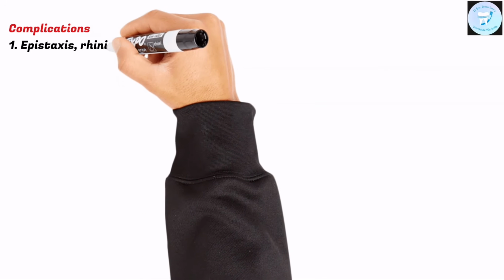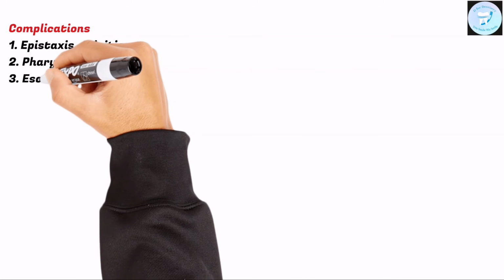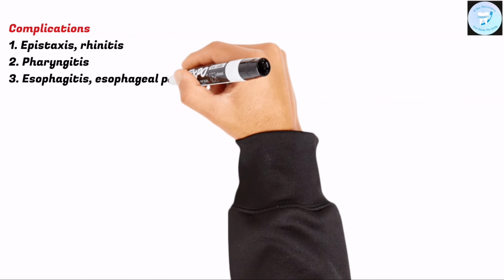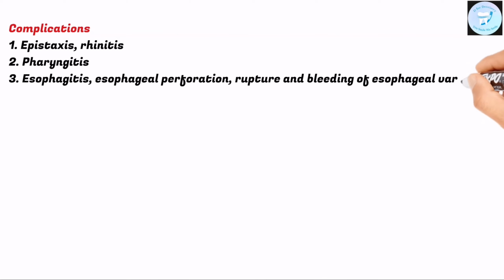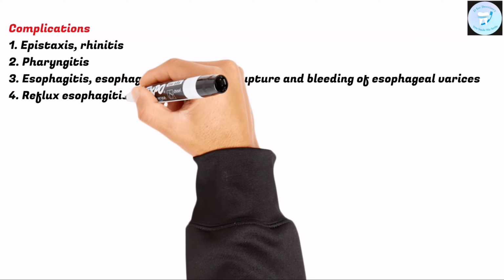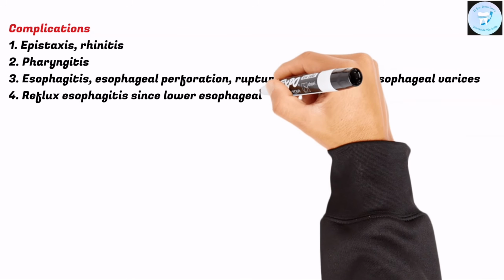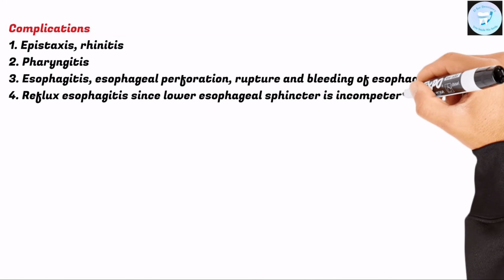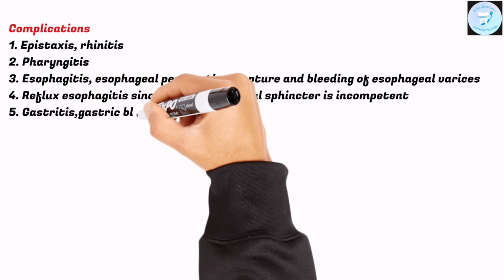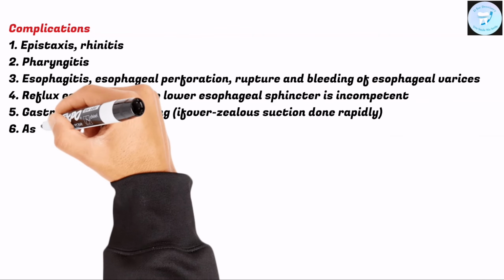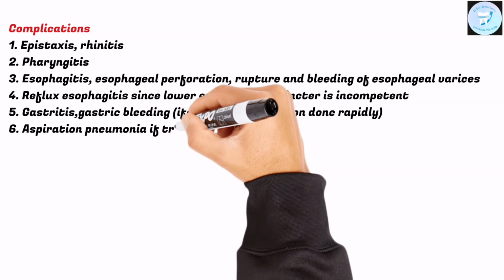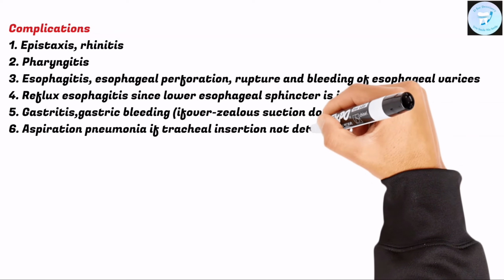Complications. First, epistaxis, rhinitis. Second, pharyngitis. Third, esophagitis, esophageal perforation, rupture and bleeding of esophageal varices. Fourth, reflux esophagitis since lower esophageal sphincter is incompetent. Fifth, gastritis, gastric bleeding. Sixth, aspiration pneumonia if tracheal insertion not detected.